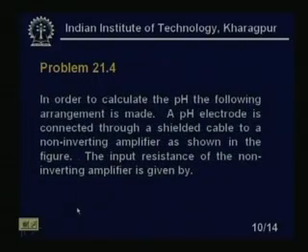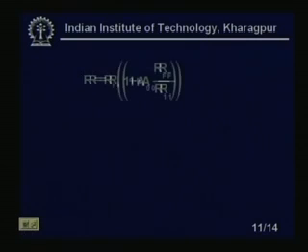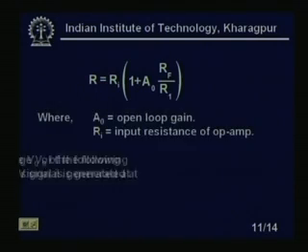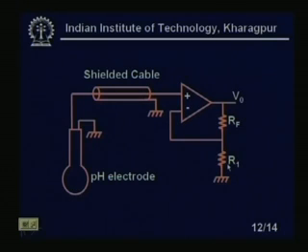Problem number 21.4. The problem says, in order to calculate the pH, the following arrangement is made. A pH electrode is connected through a shielded cable to a non-inverting amplifier as shown in the figure. We will show the figure. The input resistance of the non-inverting amplifier is given by R equal to Ri times 1 plus A naught Rf by R1. Okay, everything will be clear in the circuit. So, let us go back. Let us look at the circuit once again.